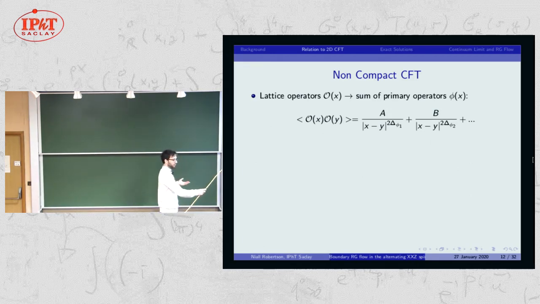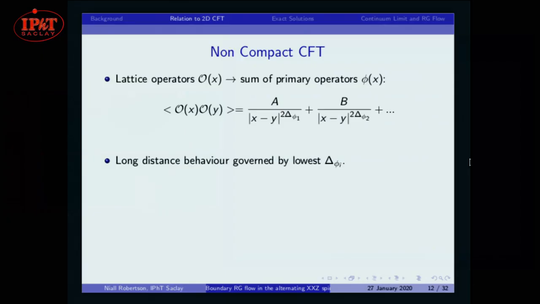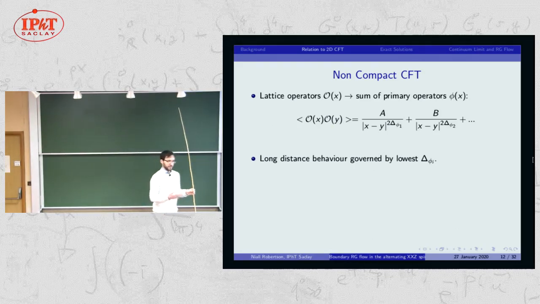And that is that if we take the two-point correlation function, for example, of a lattice operator, and we expand it in terms of correlation functions in the CFT, we actually get a sum of two-point correlation functions in the CFT. But we are interested in the thermodynamic limit and the long-distance behavior, which means that we can just discard everything other than the first term, the lowest delta phi 1. So when we have something nice like this, it gives us an unambiguous way to identify a lattice operator with a primary operator in the CFT.